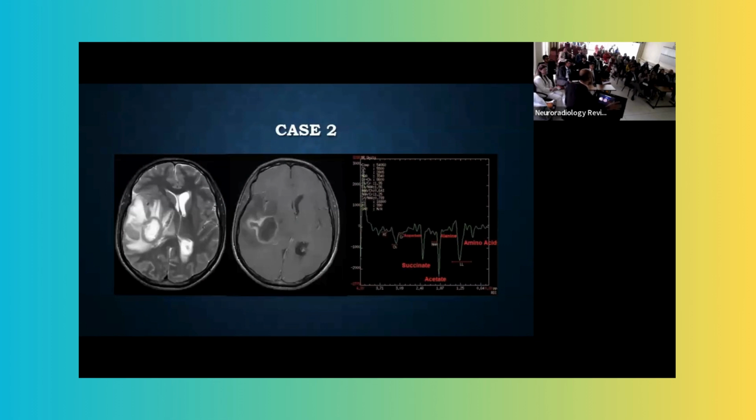This is similar to the last one. As you can see, there's a thick-walled lesion, and we've got extensive surrounding edema. The post-contrast enhancement is in the periphery.